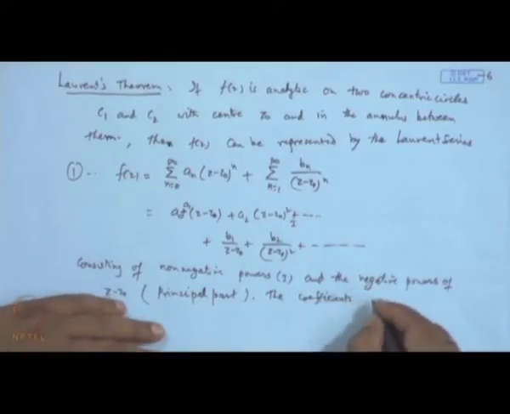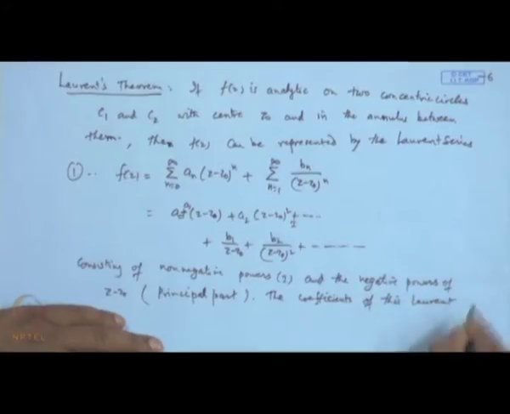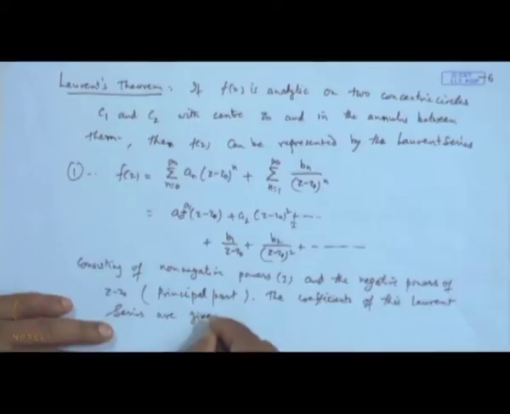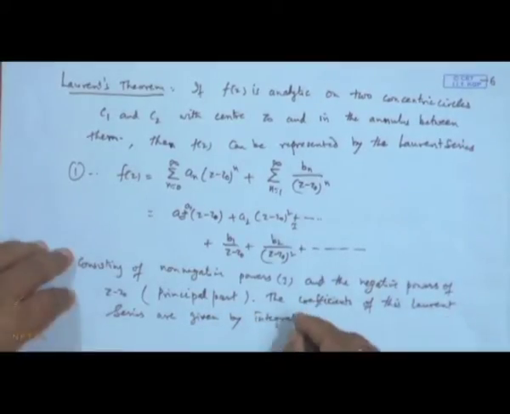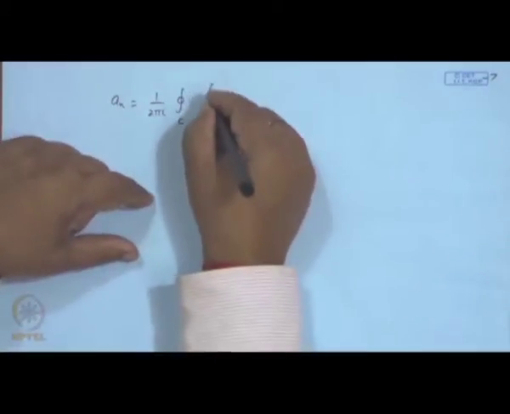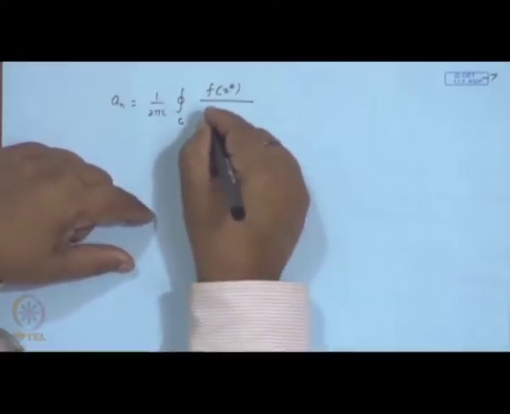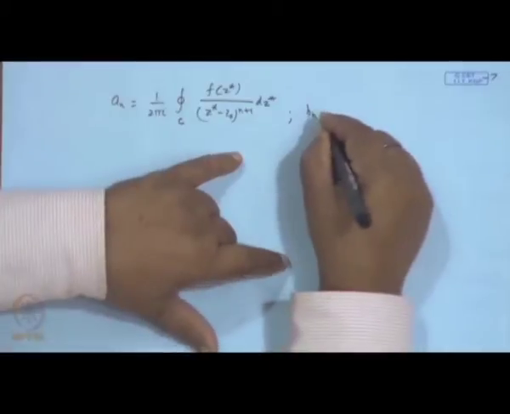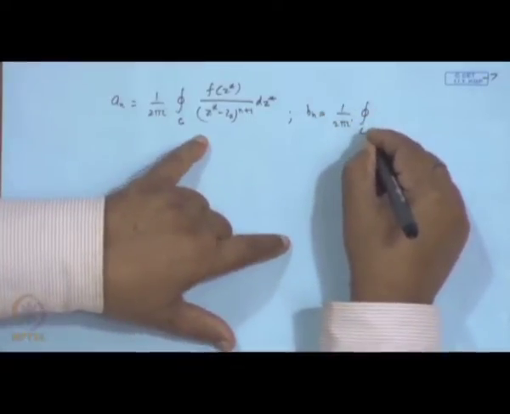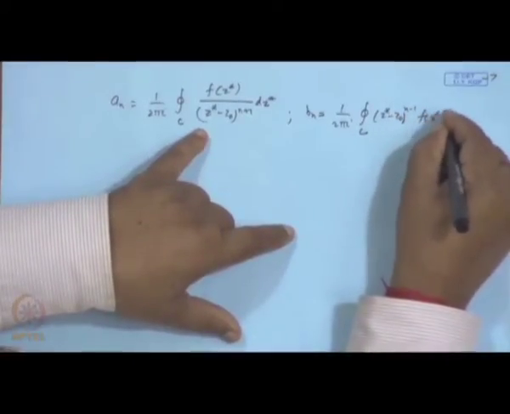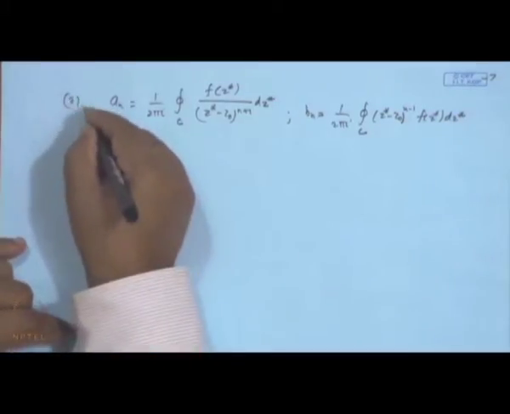The coefficients of this Laurent series are given by integrals. a n is 1 by 2 pi i integral along the path c of f z star divided by (z star minus z naught) raised to the power n plus 1 d z star, and b n is given by 1 by 2 pi i integral along the closed path c of (z star minus z naught) raised to the power n minus 1 into f of z star d z star. Let this be equation 2.